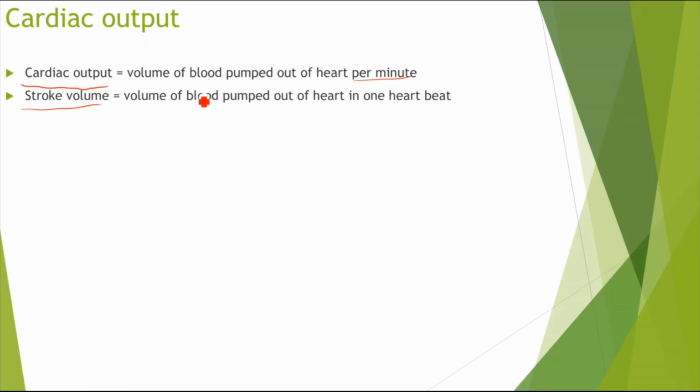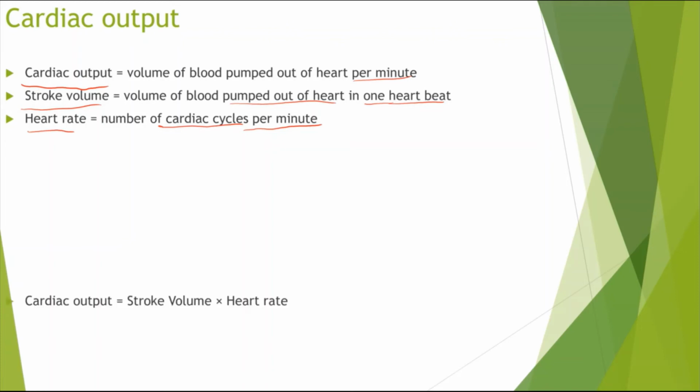And next is the stroke volume. So this is the volume of blood, instead of being in a minute now, it is in one heartbeat. So in one heartbeat, how much volume of blood is pumped out of the heart. And finally, the heart rate is basically the number of cardiac cycles that occur per minute. A cardiac cycle would include all the three steps, so the diastole, the atrial systole and the ventricular systole. That would together make up a cardiac cycle, and the heart rate is basically the number of cardiac cycles that can occur per minute.